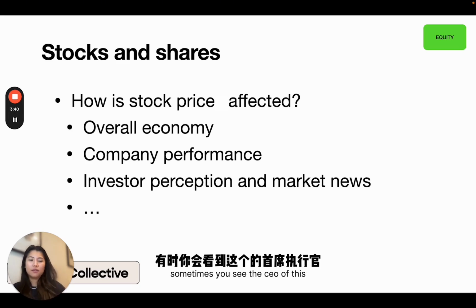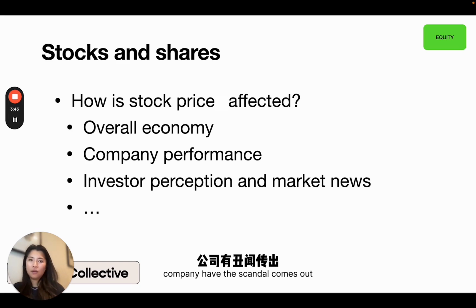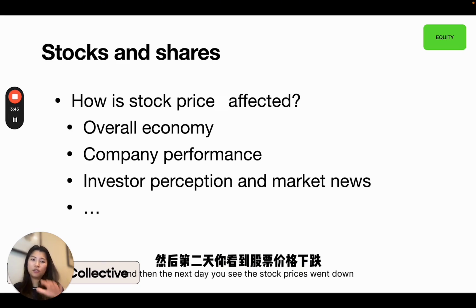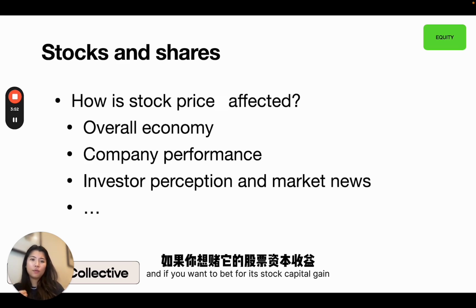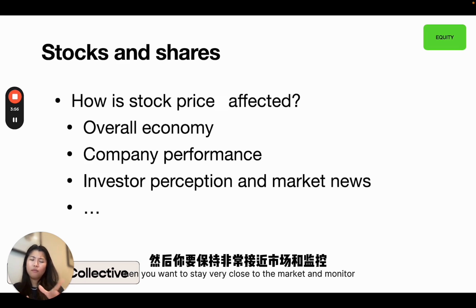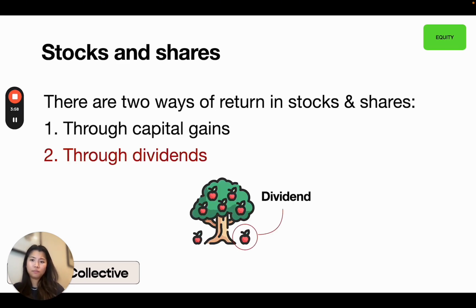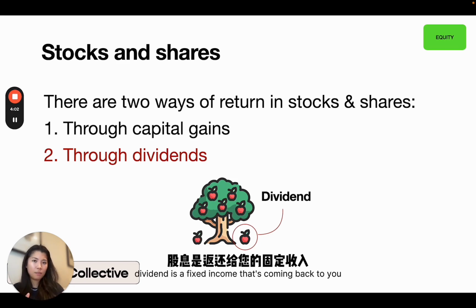Sometimes you see the CEO of a company have a scandal come out, and then the next day you see the stock price go down. So these are some of the reasons, but they are very, very complex. If you want to bank on stock capital gain, you want to stay very close to the market and monitor it. On the other hand, dividend is a fixed income that's coming back to you.